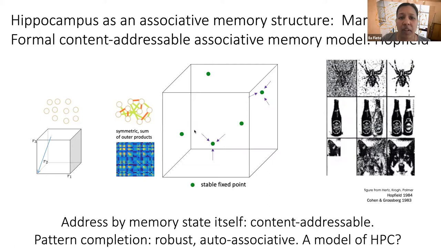These memory states are content addressable. You can initialize the system with a corrupted version of one of the patterns that you store in here. So, for example, if the memory state is the spider over here, we can initialize the system with this corrupted version or partial version of one of these stored memory states, and the network auto-completes, right? So in other words, because the memory can be addressed by a fragment of the pattern itself, this is content addressable. And moreover, the pattern completion gives it a strong measure of robustness.